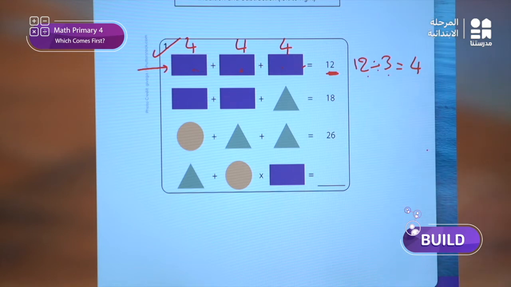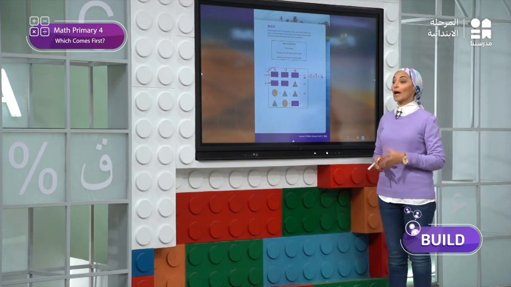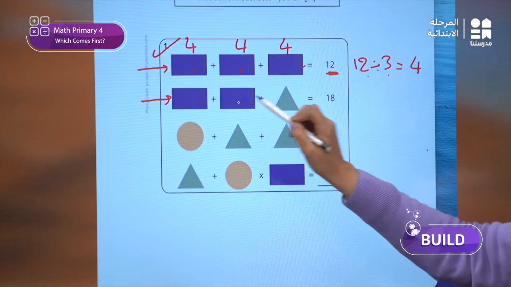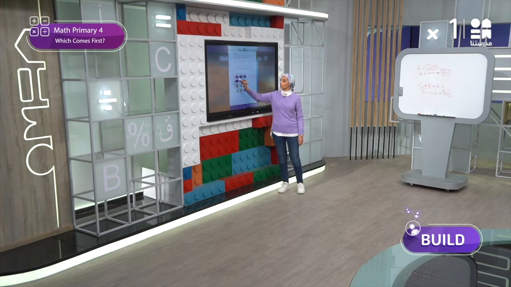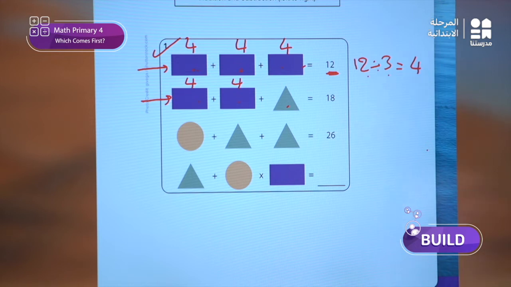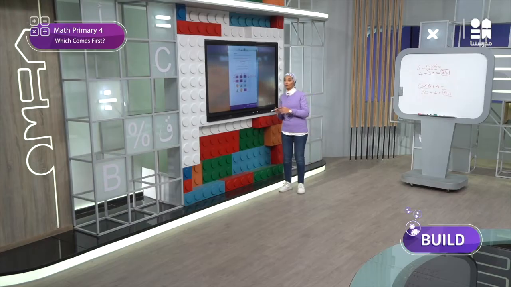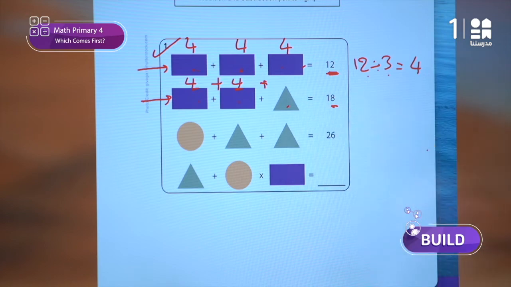Okay, let's move to the second equation. Here's the second equation as you see. In the second equation, we have 2 rectangles and 1 triangle. Now we know that the rectangle is equal to 4. We already said each rectangle equals 4. So I write 4 here and another 4 here. Then what should I do? I have 2 rectangles equals 8. 4 plus 4 gives me 8. Now we have 8 plus 1 triangle. The answer is 18, right? 4 plus 4, 8 plus 1 triangle gives me 18.